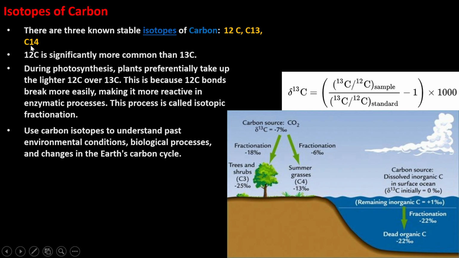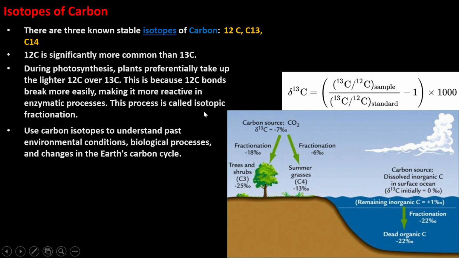carbon 12, carbon 13, and carbon 14. In nature, carbon 14 is limited, but carbon 13 and carbon 12 are enriched. So we mainly focus on these two isotopes. Carbon 12 is significantly more common than carbon 13 because it is lighter, so plants mostly use carbon 12. During photosynthesis, the plant prefers carbon 12 because it is light, so it is easy to take up and easy for the photosynthesis process.